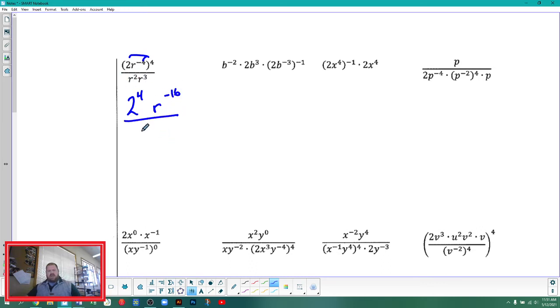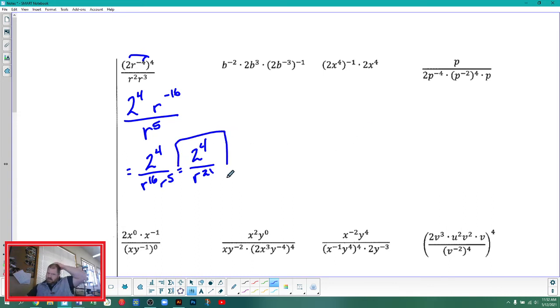And on the bottom, I can combine these two to give me r to the 5th. Now, before I think about doing any quotient rule stuff, I do need to have this have a positive exponent. So I'm going to bring that into the bottom. And now I have more that I can combine in the bottom. And that's going to be r to the 21st power. And that's all I can do.